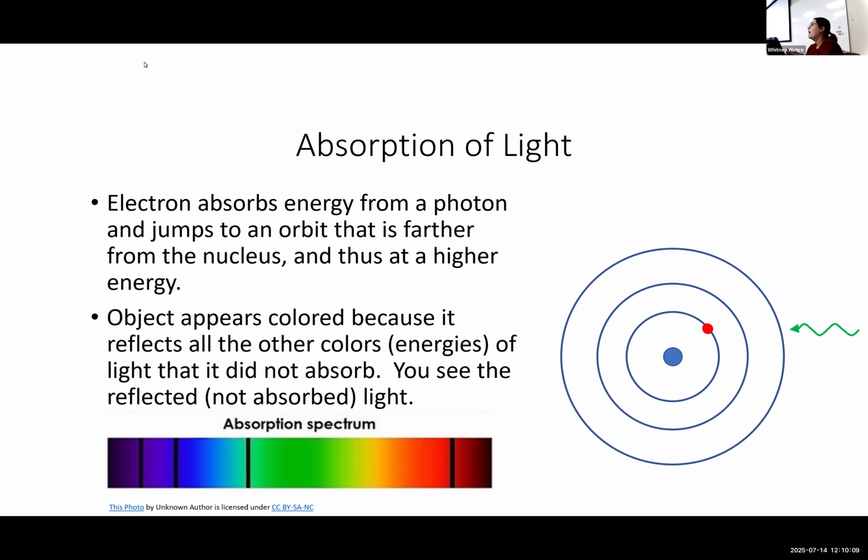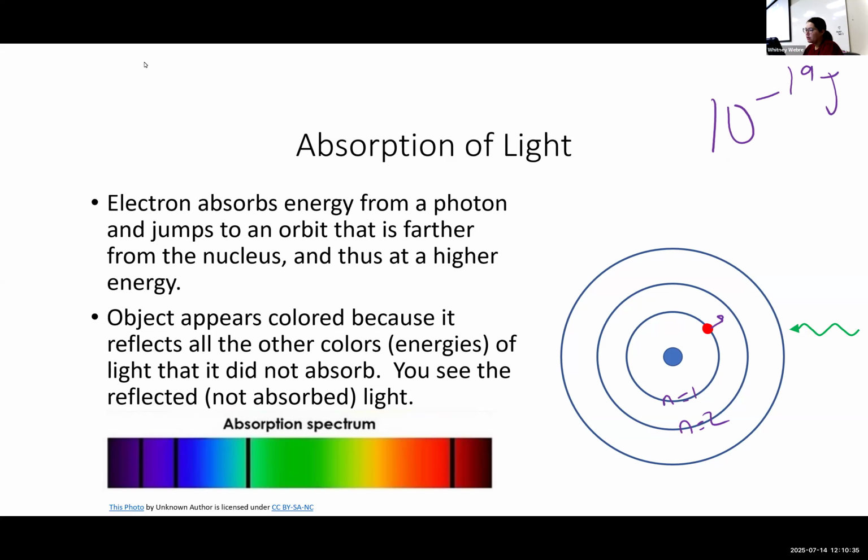So we found that the energy of an individual photon was something like 10 to the minus 19 joules. Not a lot, but that is some energy. It jumps to a higher subshell. So it goes from, let's say, the n=1 subshell to the n=2 subshell if it is excited like that. So it jumps to an orbit that is farther from the nucleus and thus at a higher energy.